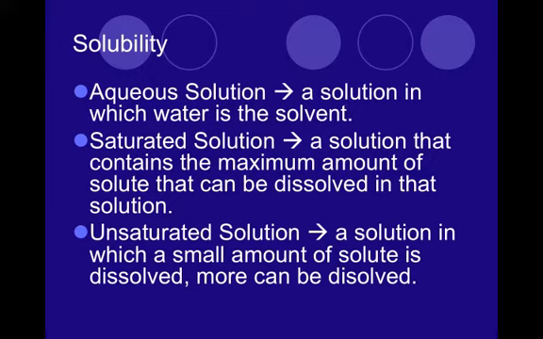We have a saturated solution. This is a solution that contains the maximum amount of solute that can be dissolved in that type of solution. For instance, when you are making sweet tea, eventually the sugar stops dissolving. You can only dissolve so much sugar into your sweet tea, and then it all just starts to settle towards the bottom. So this would be a saturated solution. Once you reach that point where it can't dissolve anymore, you are saturated. An unsaturated solution is a solution in which a small amount of solute is dissolved, however, more can be dissolved. Again, if we're using our sweet tea, you just put a little bit of sugar in there, but you can still dissolve more. You have an unsaturated solution, which means you can dissolve more solute.